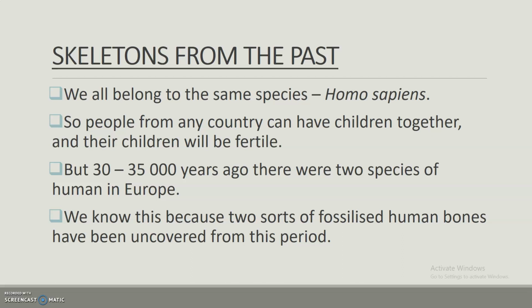So just like that, fossils are a very good method to study animals and plants which lived in the past. Okay, so 35,000 years ago, we are sure that there were two different types of species of human in Europe. Then how did we know that? Because we got two different types of fossils from this period. Okay, so if we are getting two different types of fossils, it means we can be sure that two different types of species lived before 35,000 years ago.